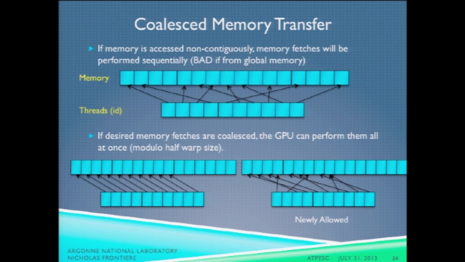Newly allowed by Kepler, which is very nice, they don't even have to be accessed in order. It used to be thread 0 should access something, thread 1 should access the next one. It actually turns out you can muck around all over the place just as long as the total memory access is sequential. That's all that slide's telling you. And that can be very handy. It opens up doors for new applications.